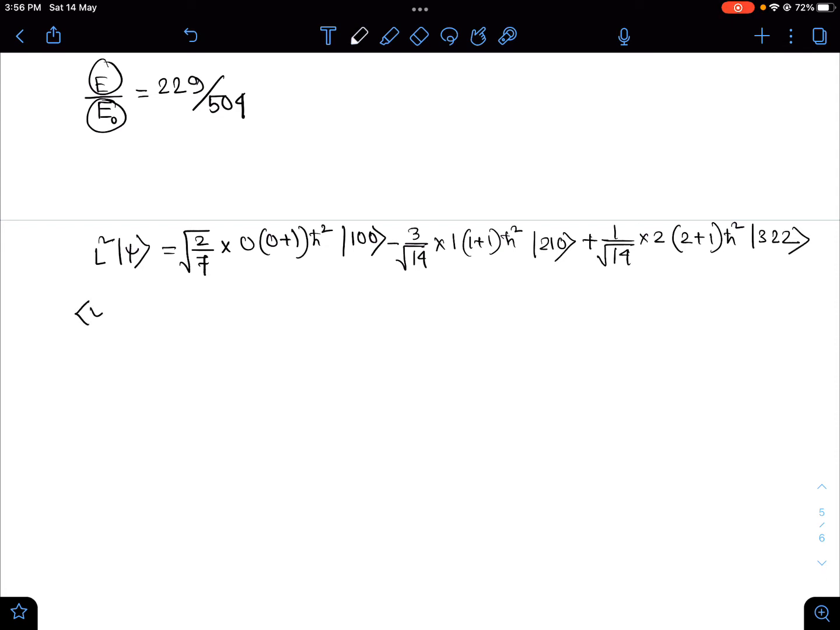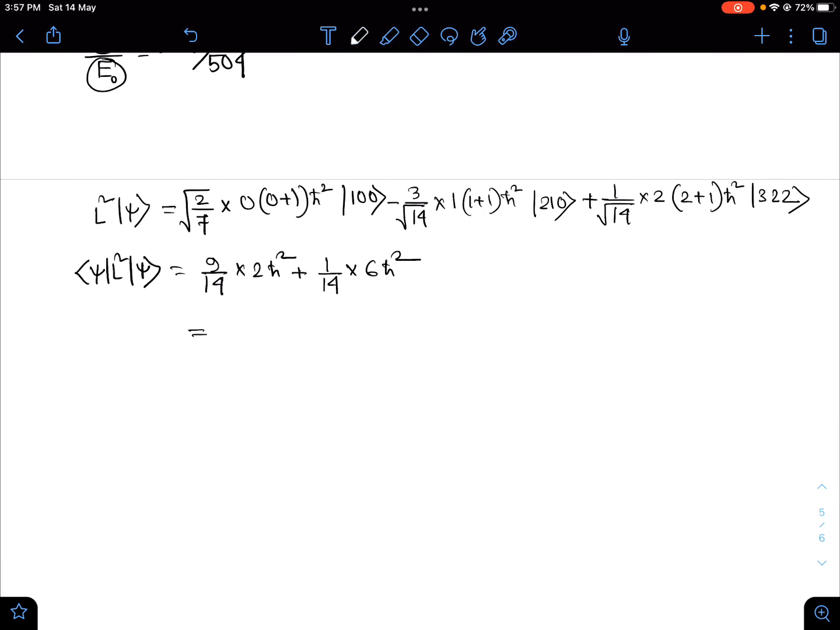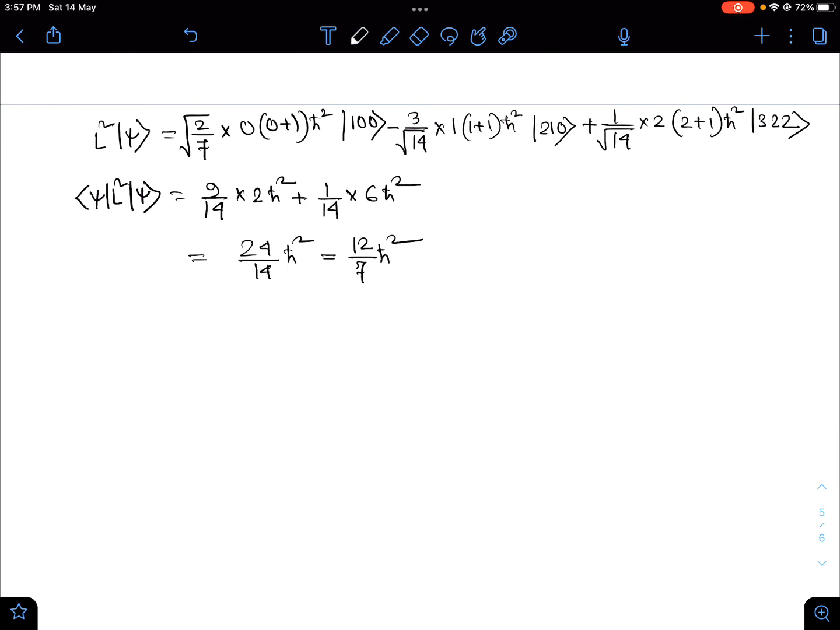So what will be psi L squared psi? It will be 2 by 7 into, so first term we are getting 0. And from the second term we are getting 9 by 14 into 2 h cut square, and from the last one we are getting 1 by 14 into 6 h cut square. So that turns out to be 24 by 14 h cut square. That means 12 by 7 h cut square. So that is the expectation value of L squared.